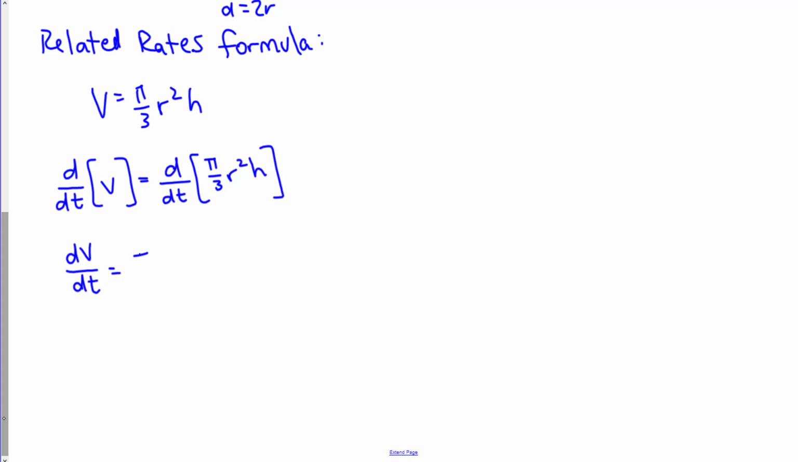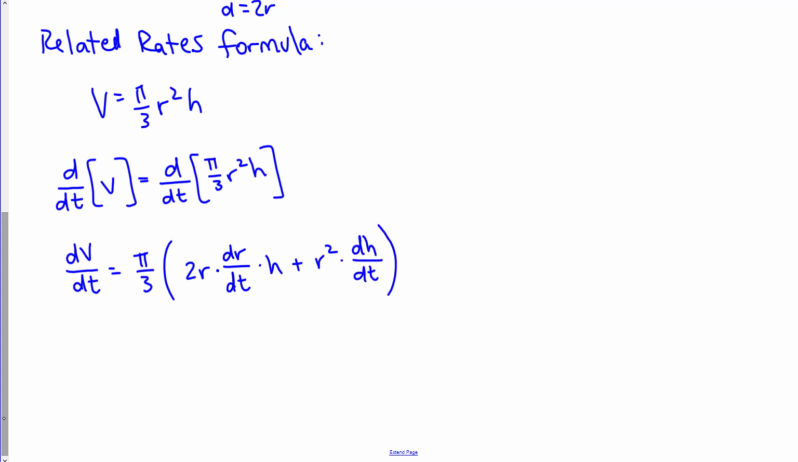So we have pi over 3 times the derivative of the first, and the first function I'm going to use is r squared. So the derivative of r squared is 2r, but then we also have to multiply that by dr dt times the second. Okay, so that's the derivative of the first times the second. Now we need to do the first, which is r squared, times the derivative of the second, which would be the derivative of h, which is just 1 times dh dt.